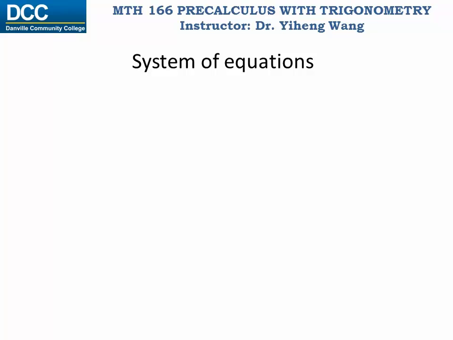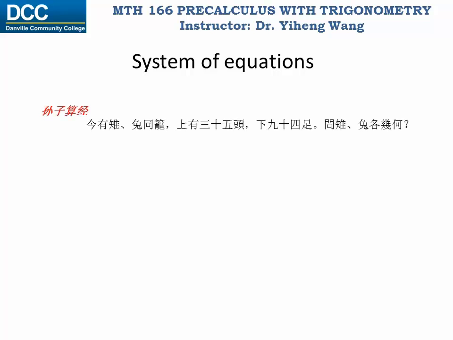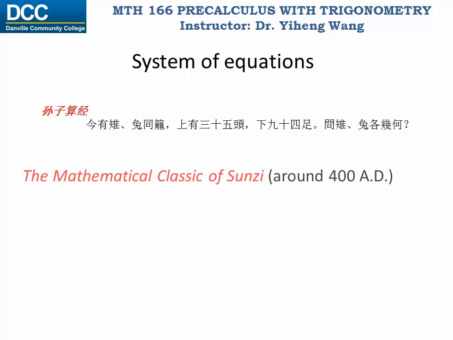To introduce a system of equations, I would like to start with an example from an ancient Chinese mathematical book dated more than 1,500 years ago. The title of the book, when translated into English, is The Mathematical Classic of Sun Zi, or Master Sun, and he should not be confused with the author of the famous book The Art of War.